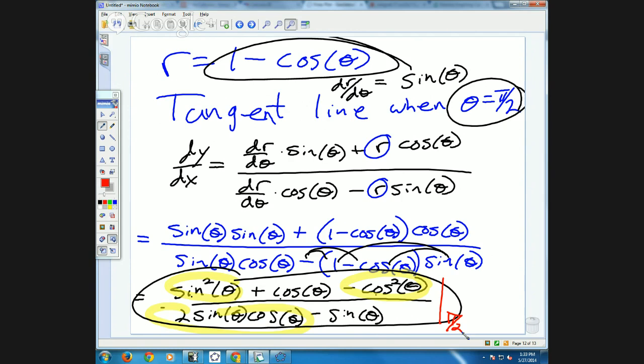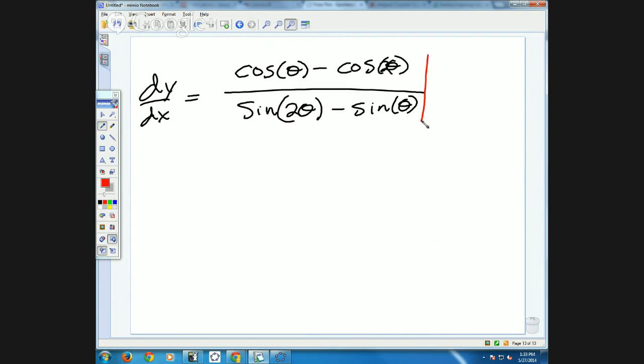Yeah, I get 1 over negative 1, which is negative 1. From that one, how about this one? If I evaluate this at pi over 2, I get 0, I get negative 1 in the top, and in the bottom I get 0, negative 1 times, no, uh-oh.